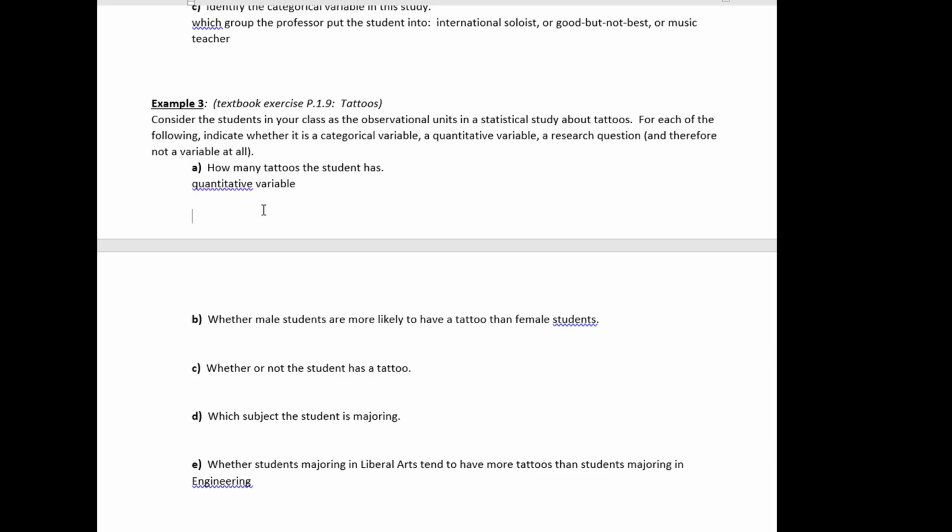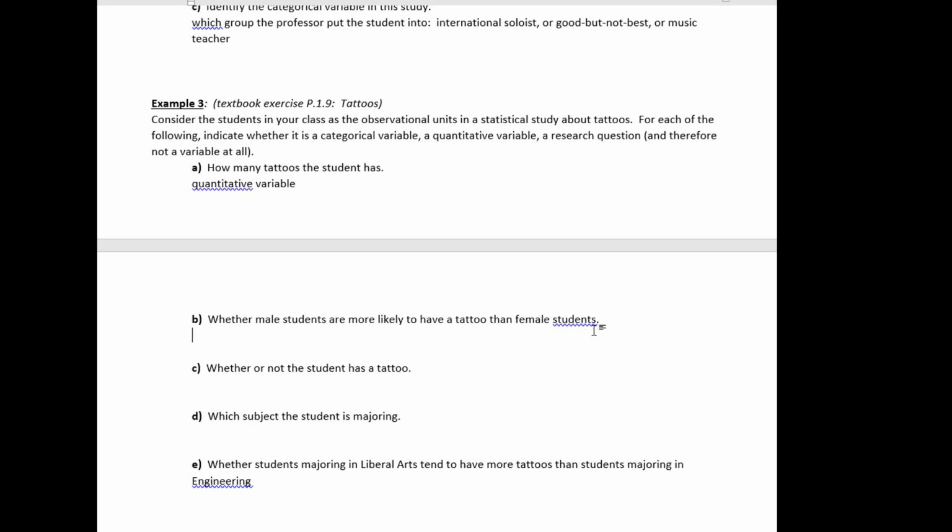Whether male students are more likely to have a tattoo than female students. Now notice, this is not a variable. You couldn't walk up to one observational unit. You couldn't walk up to one student and answer this question. I couldn't walk up to Bob Jones in the class and answer whether male students are more likely to have a tattoo than female students.